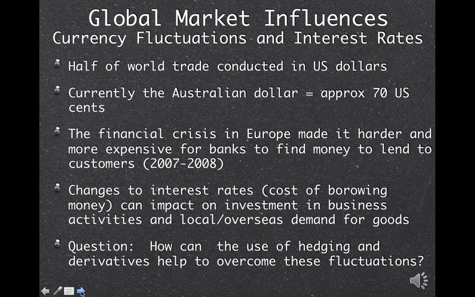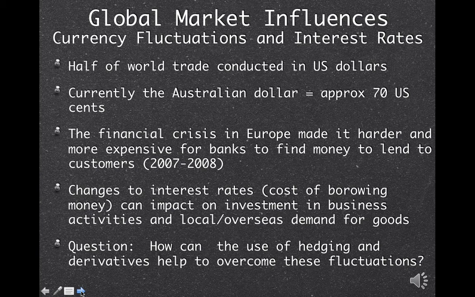One of the big issues of global market influences is the fluctuation of currencies and interest rates. Most of the world's trade is conducted in US dollars, which means that people distribute their payments in US dollars. Currently, the Australian dollar is worth approximately 70 US cents. A couple of years ago, it was worth 90 US cents. The financial crisis in Europe in 2007-2008, as I said, made it really difficult for banks to find money to lend to customers. So there was a credit crunch. Money around the world dried up.